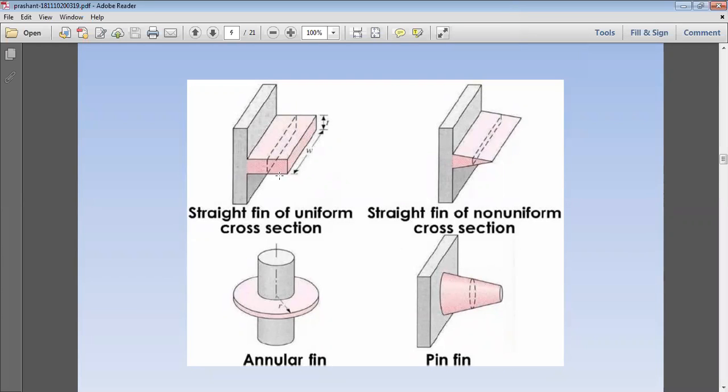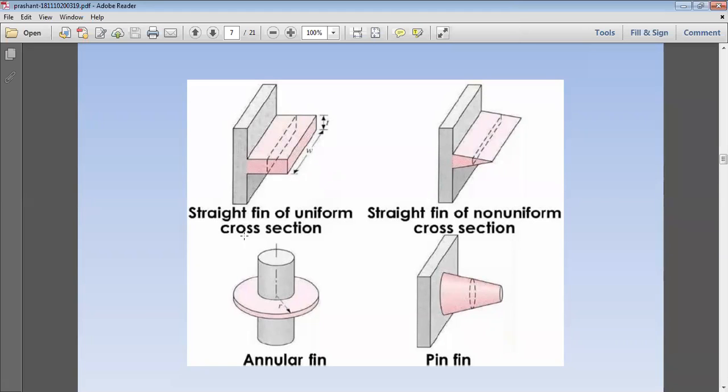So this indicates the length of the fin, this is called the width of the fin, and this is called the height of the fin. The height of the fin is nothing but the thickness of the fin. So you can see that the shape of this fin will be rectangular, and that is why it is called a rectangular fin. This is the shape we have.